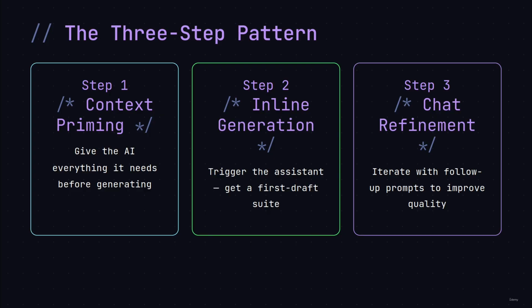Check refinement is where the quality improves. You review the initial test suite, identify what's missing or wrong, and use follow-up prompts to iterate. Add an edge case, tighten an assertion, switch from one assertion style to another. The AI's output improves substantially through this dialogue.